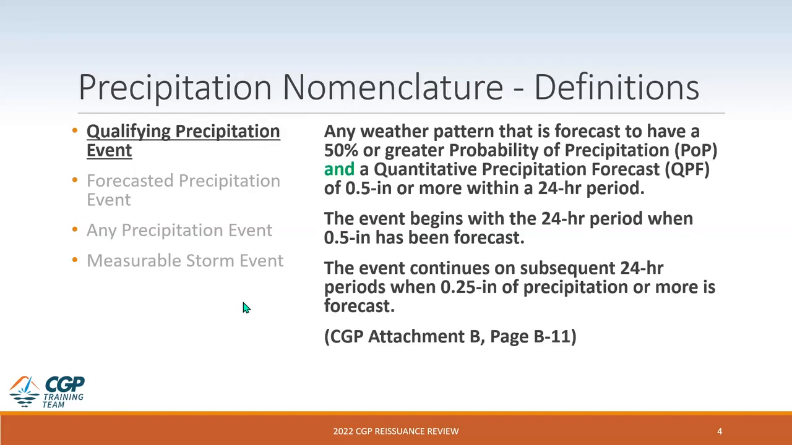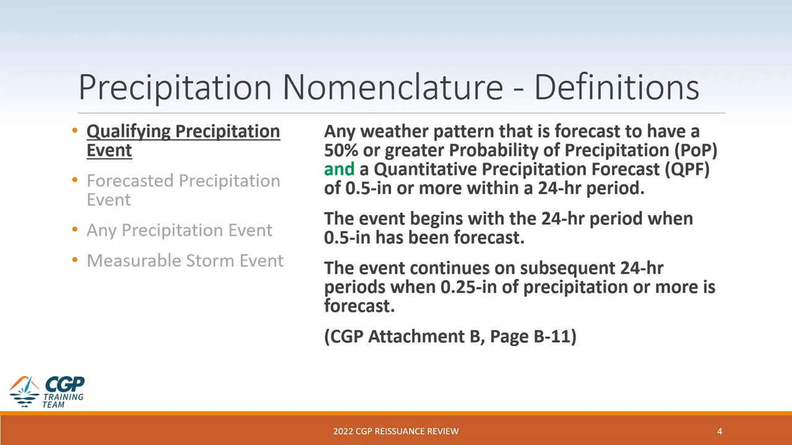The first and probably the most important in the permit is qualifying precipitation event. A qualifying precipitation event is any weather pattern that is forecast to have a 50% or greater probability of precipitation, also known as a POP, and a quantitative precipitation forecast, also known as a QPF, of 0.5 inches or more within a 24-hour period. The event begins with the 24-hour period when 0.5 inches has been forecast, and the event continues on subsequent 24-hour periods when 0.25 inches of precipitation or more is in the forecast.